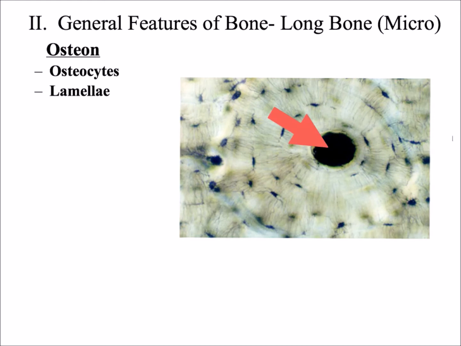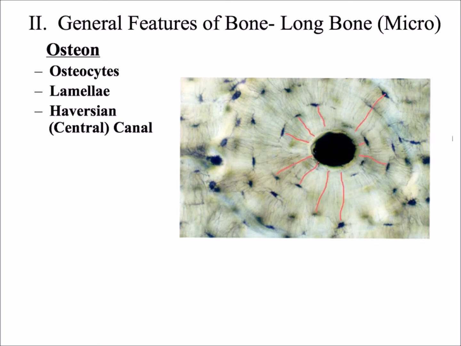At the center of an osteon is something called the Haversian canal or central canal. Within the central canal, you will find blood vessels. You'll find arteries and veins that run through the central canal. And then finally, you have tiny little canals located between osteocytes and the central canal. These tiny little squiggly lines that you see right here are called canaliculi.